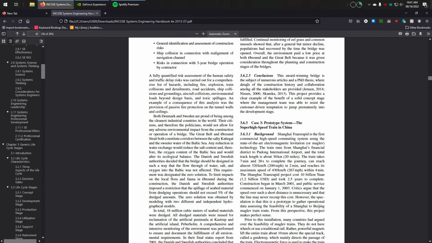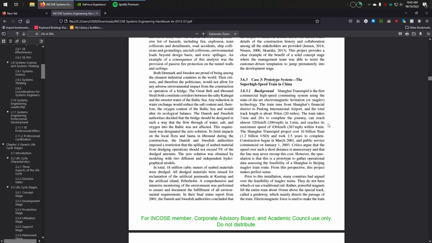3.6.2.3 Conclusions. This award-winning bridge is the subject of numerous articles and a PhD thesis, where details of the construction history and collaboration among all the stakeholders are provided. This project provides a clear example of the benefit of a solid concept stage where the management team was able to resist the customer-driven temptation to jump prematurely into the development stage.